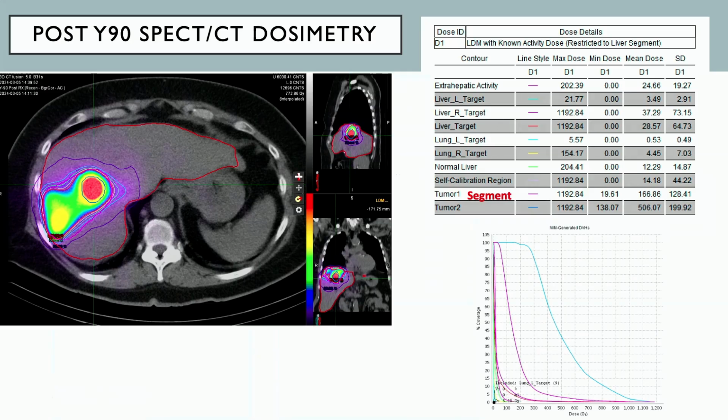So this is what you got post-delivery, right? Yeah. Tyler made a brief discussion about this during the Voxel-Based dosimetry.